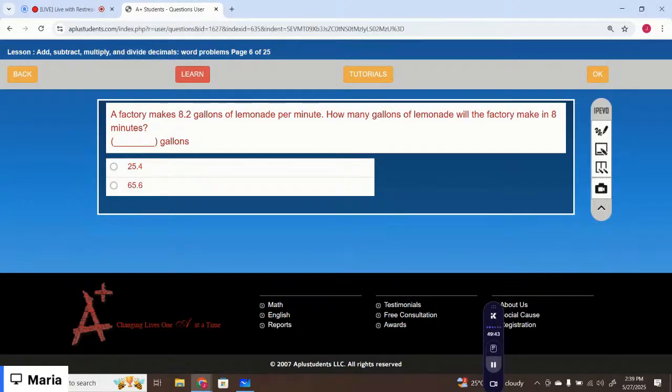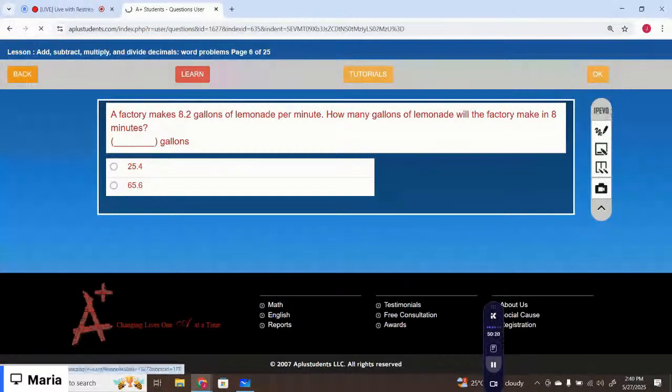A factory makes 8.2 gallons of lemonade per minute. How many gallons of lemonade will the factory make in 8 minutes? So you have to do 8 times 8.2, so which is the correct option. That is 65.6. Option number three is the correct option.